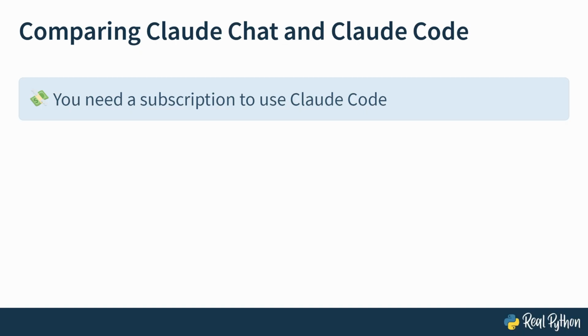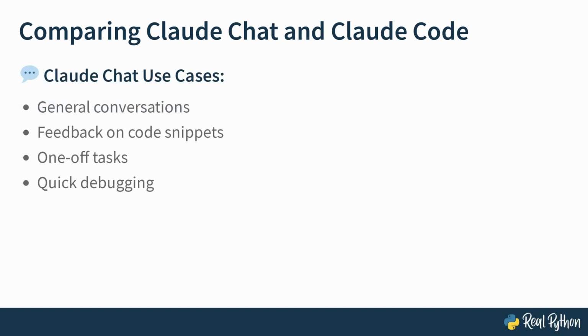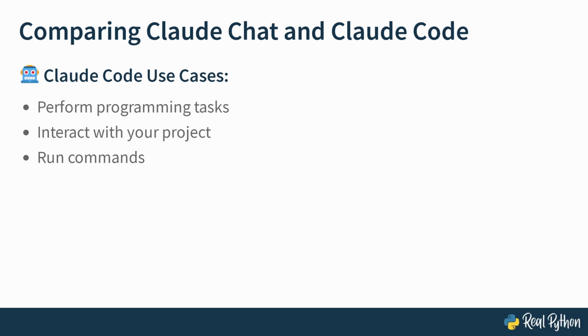I like to use both. Claude Chat I'm using if I need quick advice on something or just feedback on a code snippet or have a look at a bug. And I really love the chat interface. However, if I want to be more hands-on with my coding assistant, then I love to use Claude Code because, as I said, it's kind of like the programmer next to you and you can give them tasks and they help you program, which I really appreciate. And there are different tools out there that are agentic coding tools.